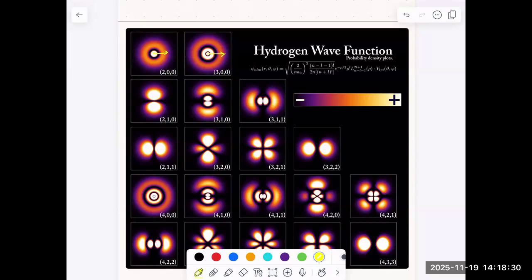How many black rings do I cross? 1, 2 black rings, and so that's the n minus 1. Here, if I go n, let's see, which one do I want? Let's do this one. So here, if I start at the center and I go in a radial direction, I'm not going to count the 0 in the center. I'm just going to count where I cross a node. And so I cross 1, that is 3. Minus L is 2, minus 1 is 1, and so that's the one node that you get.